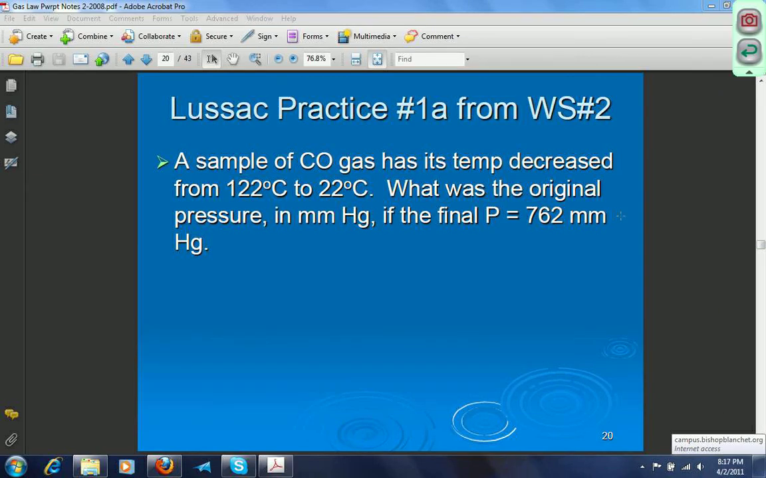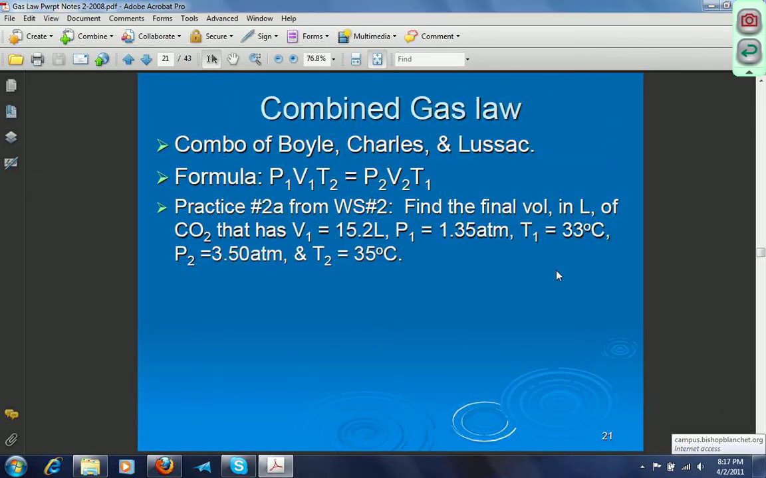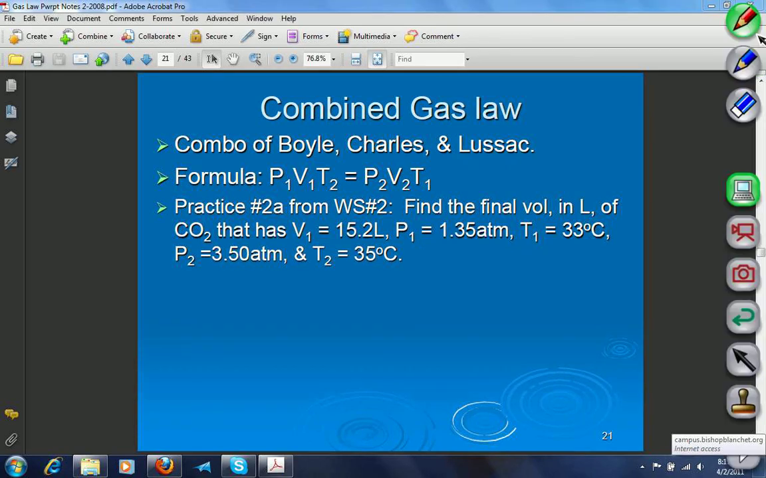Now we're moving on to the next slide. The combined gas law is a combo of Boyle, Charles, and Gay-Lussac. It's P1 V1 T2 equals P2 V2 T1. And we're going to do number 2A from worksheet 2. Again, we're going to write down what we know. And if I have any degrees Celsius, I'm going to automatically change them into kelvins.